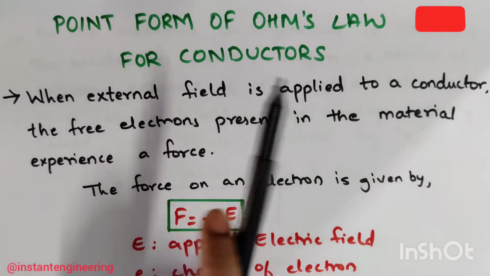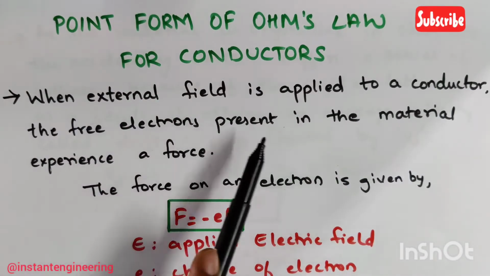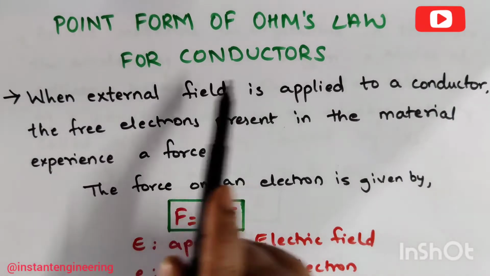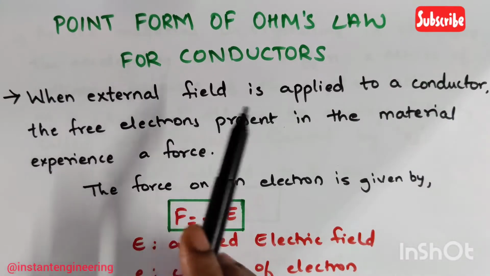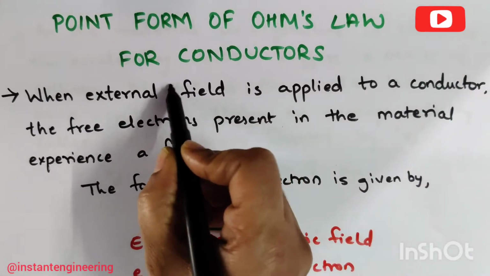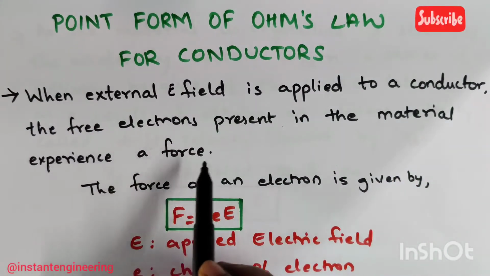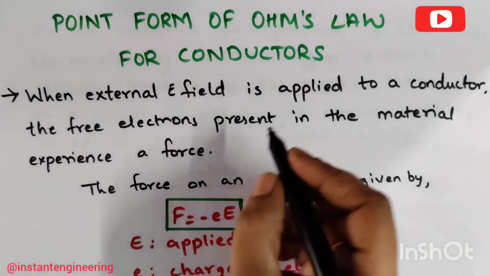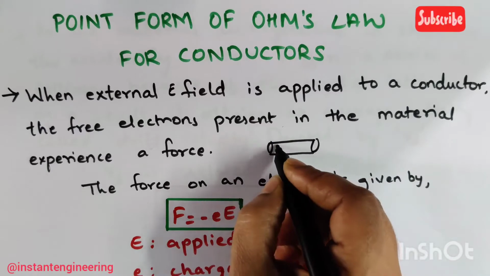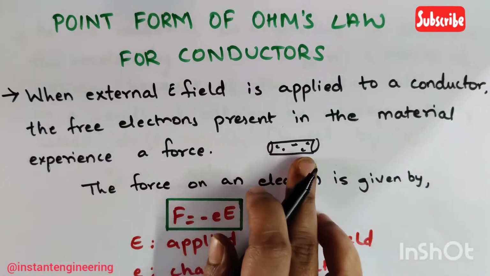When an external electric field is applied to a conductor, the free electrons present in the material experience a force. Firstly, in a conductor there are a lot of free electrons moving randomly here and there. When you apply an electric field, those electrons experience some force. For example, consider this a conductor where electrons are randomly moving, with no particular direction.